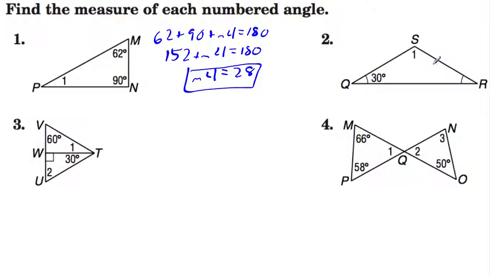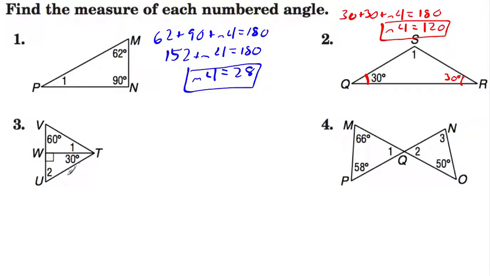Now for number 2 here, we have this symbol there. That means that this is also 30 degrees. So what we have is 30 plus the measure of angle 1 is equal to 180. So that means that the measure of angle 1 must be equal to 120 because 30 plus 30 is 60, and if we subtract 60 from both sides, we get 120.